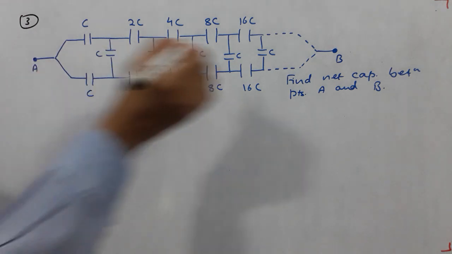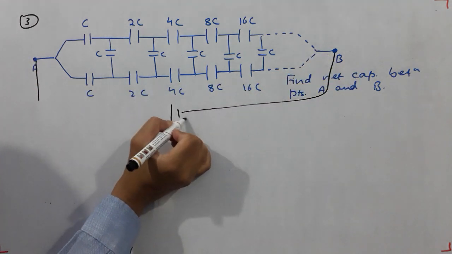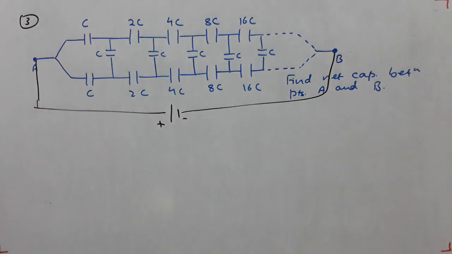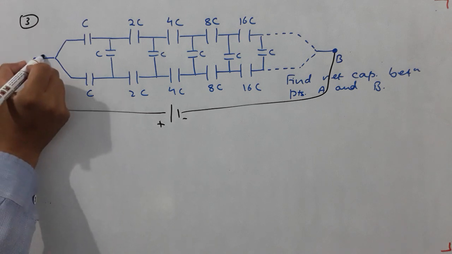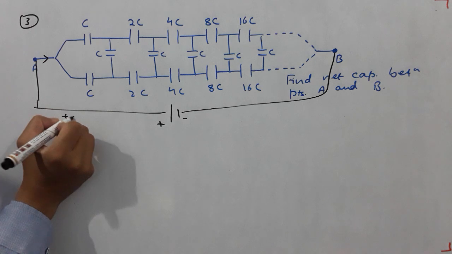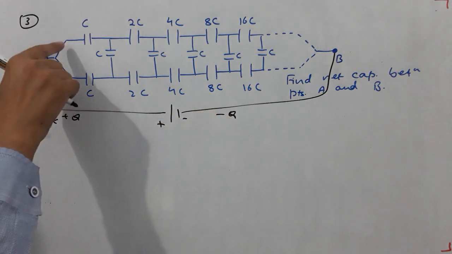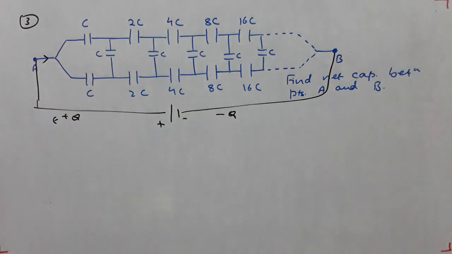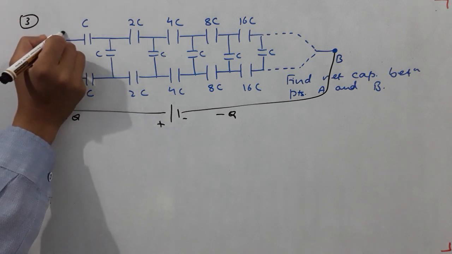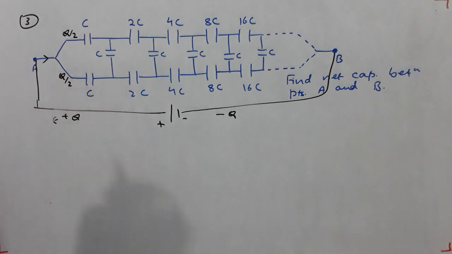See students, these two ends A and B, I imagine them to be connected to an imaginary battery like so. The battery will send some charge. Suppose it sends charge plus Q, and here it sends charge minus Q. You see, the upper half and the lower half of the circuit are exactly identical. So out of Q, Q by 2 will be transferred here, and the remaining Q by 2 will be transferred here.